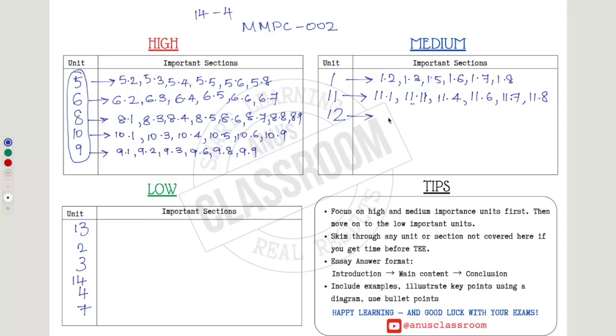In unit number 12, again, like unit number 11, questions have been asked from many of the sections. If you have the time, study all the sections. But if you don't have that time, then focus on 12.4, 12.5, 12.6, and 12.8. Please focus on these sections. Okay, so those were the medium importance units. Once you are done with all the high importance units and sections, go on to the medium importance units and these sections, and then come to the low importance units.